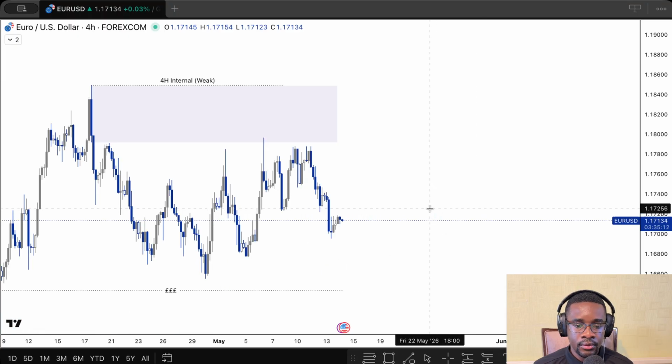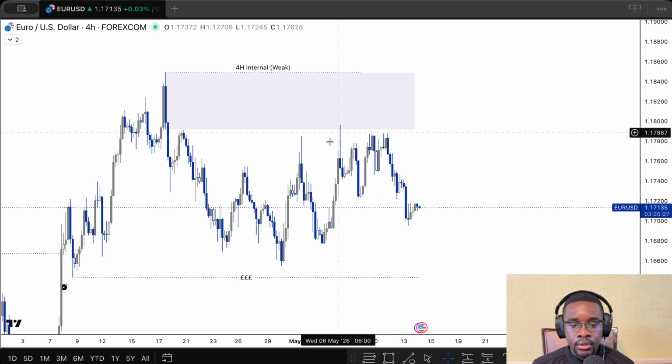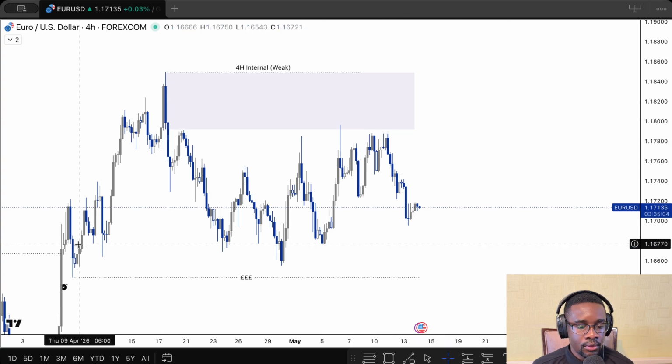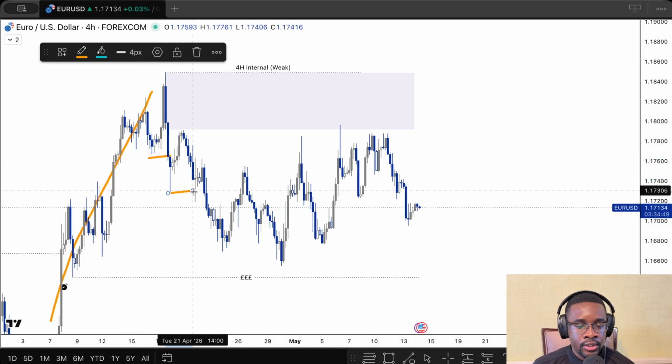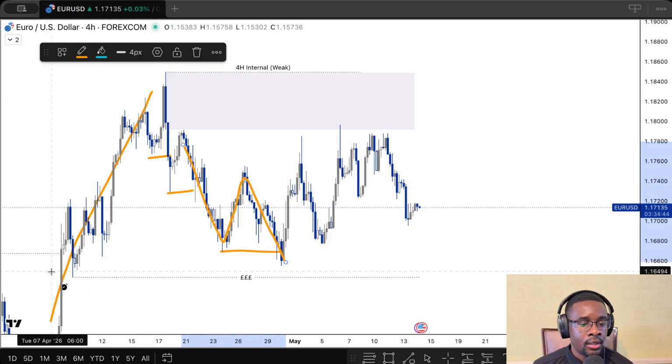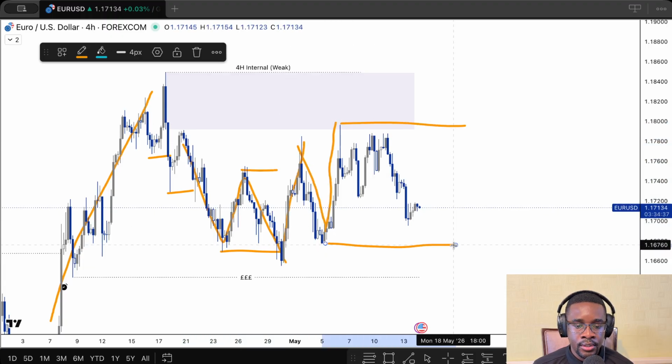So let's look at that. Internally overall we are bullish. However, if we're looking at structure within, we shifted bearish for a time, and then we've shifted bullish again, making high highs, and now this is the range that we're in.